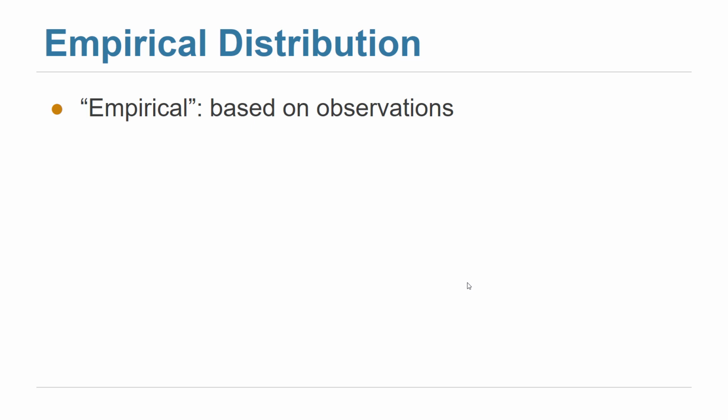Empirical distribution, and empirical, generally in the context of data science, means based on observations. Okay, so empirical distributions are not based on mathematical calculations. They are all based on observations. We will do an experiment multiple times and observe some values, and based on that we have a distribution, and that distribution will be called empirical distribution.